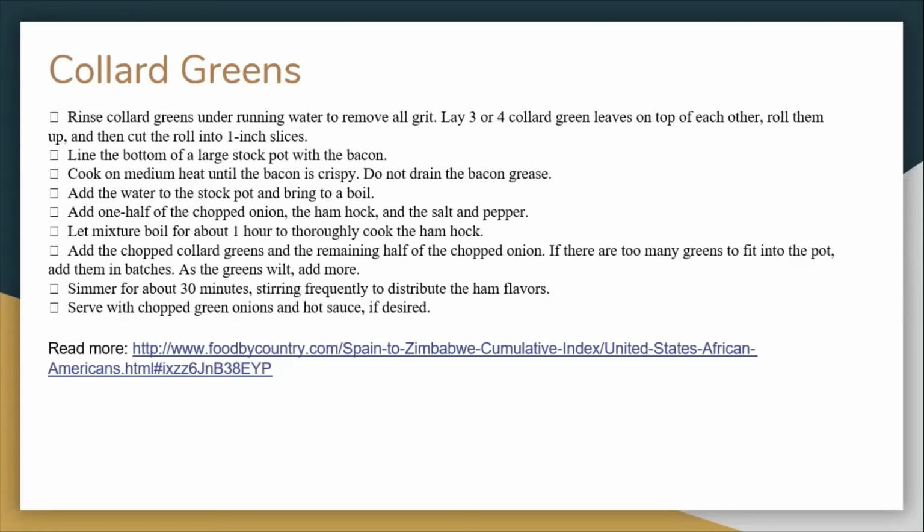Add water to the stock pot and bring to a boil. Chop 1/2 onion and add along with ham hock, salt, and pepper. Let the mixture boil for 1 hour to thoroughly cook the ham hock. Add the chopped collard greens and the remaining half of the chopped onion. If there are too many greens to fit in the pot, add them in batches, as the greens will cook down. Simmer for about 30 minutes, stirring frequently to distribute the ham flavors. Serve with chopped green onions and hot sauce if desired.